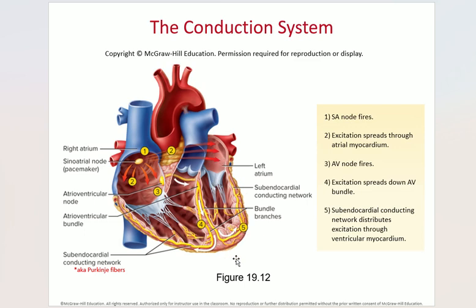So remember, SA node, AV node, bundle branches, Purkinje fibers. SA node, AV node, bundle branches, Purkinje fibers. And you will never mess this up. So 1, 2, 3, 4, and 5. SA node, AV node, bundle branches, Purkinje fibers. You'll remember it forever. If you don't remember anything else, you will remember that forever.